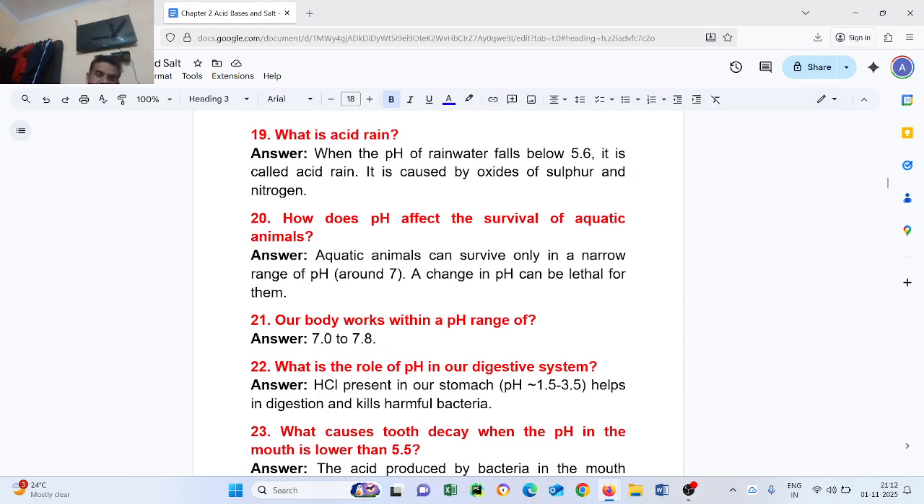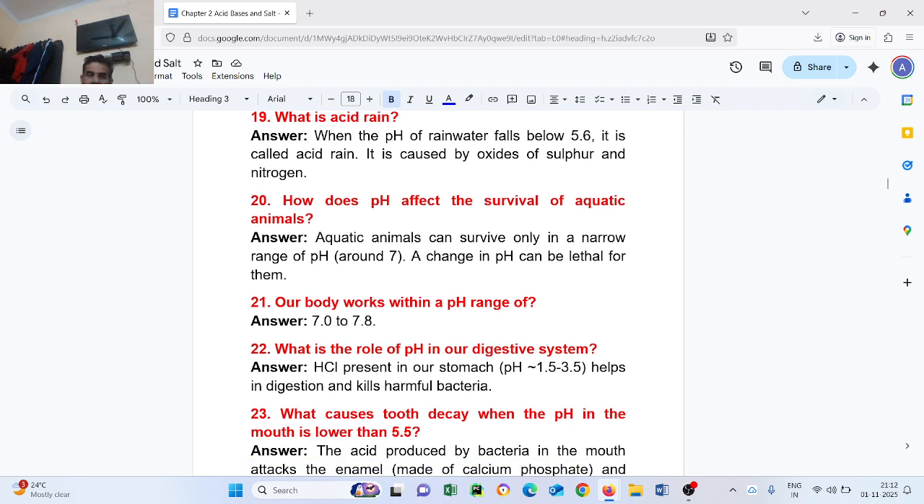Question number 22. What is the role of pH in our digestive system? HCl present in our stomach, pH 1.5 to 3.5, helps in digestion and kills harmful bacteria.